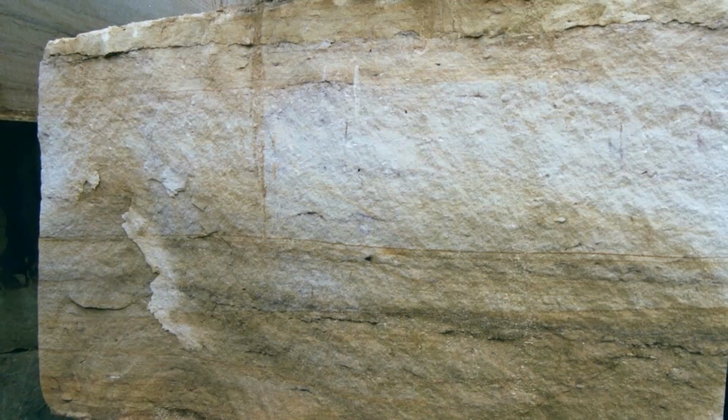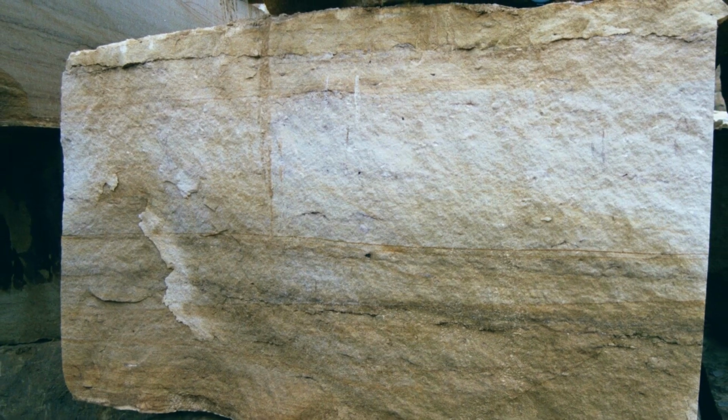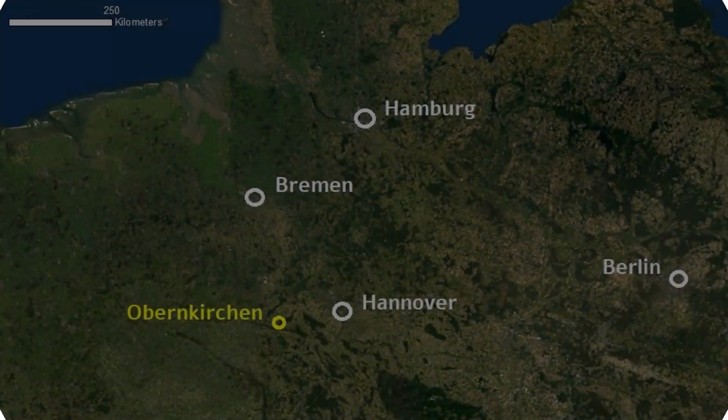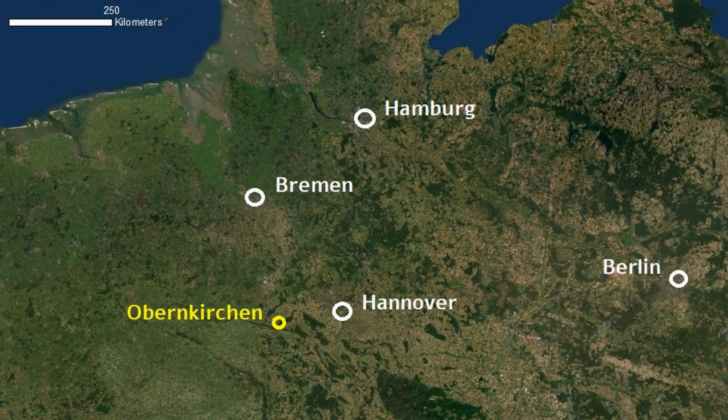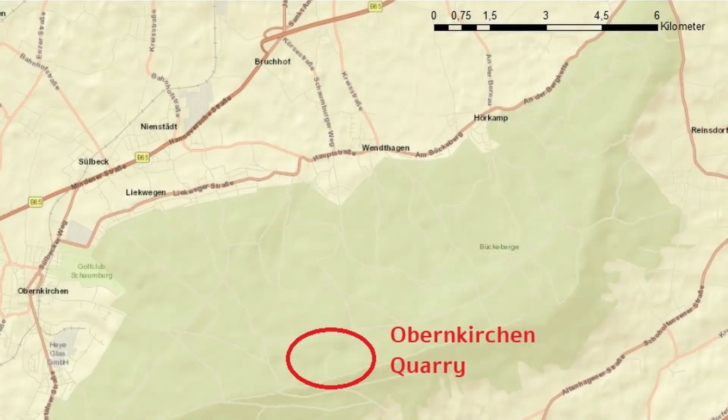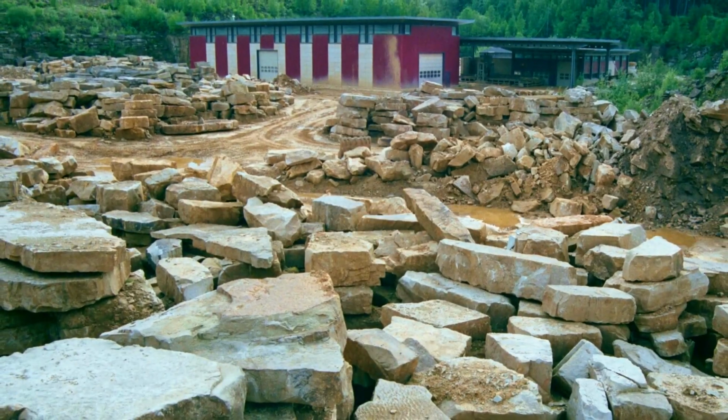The Obernkirchen Sandstone, famous for its career in the building of many important buildings worldwide, comes from near Obernkirchen, near Bückeberg, in the Hanover region of northern Germany. It has a long history, not only geologically but also historically.